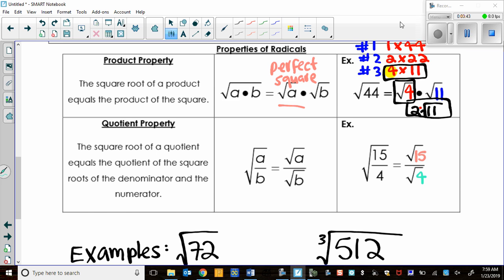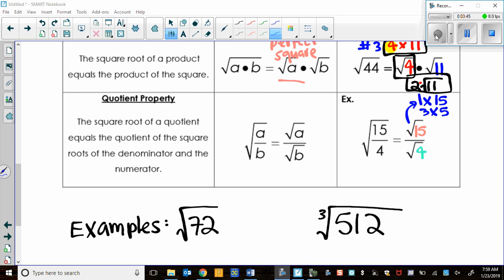So let's take a look at this problem. So here we are, we have the square root of 15. I showed you the two different combinations. You have 1 times 15 and 3 times 5. Unfortunately, none of those examples give me a perfect square. So really the square root of 15 is already simplified. So I'm going to go ahead and write the square root of 15 on my numerator. However, I can simplify 4. Oops, sorry. The square root of 4 is 2. So that would be my simplified radical.